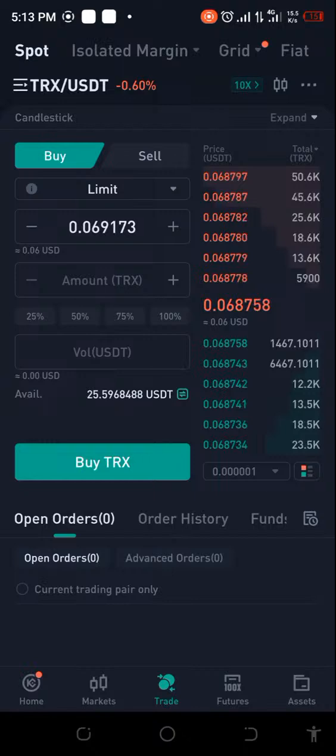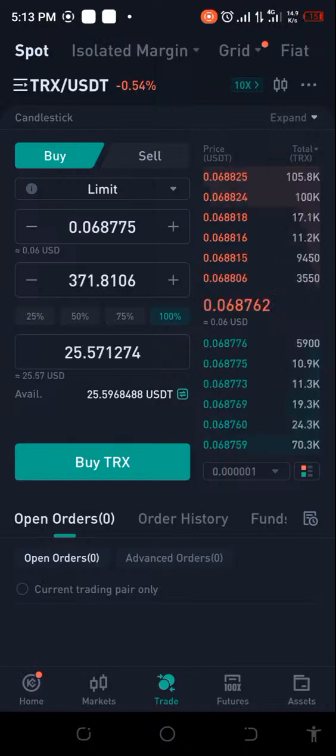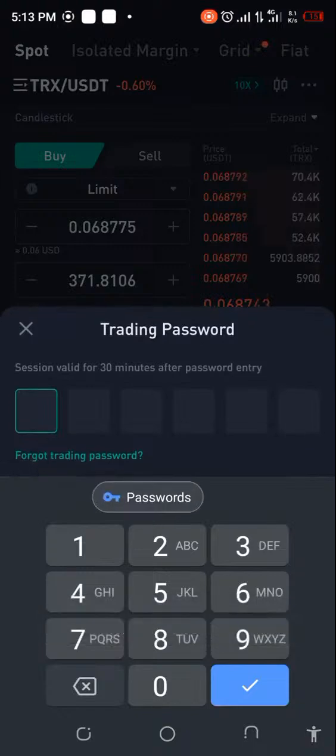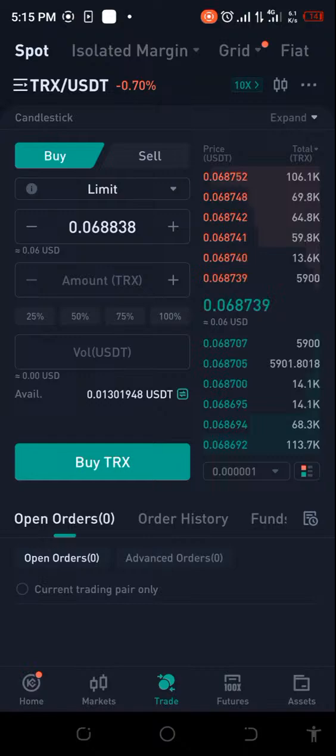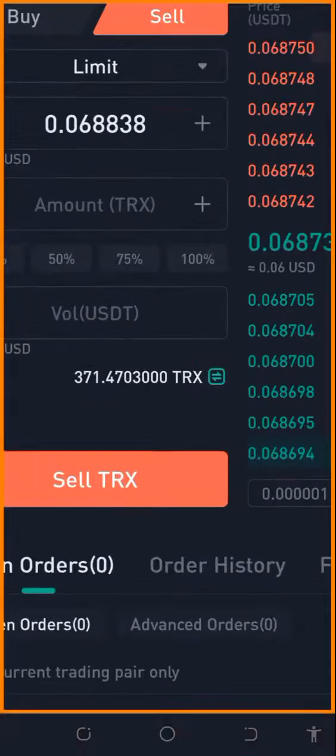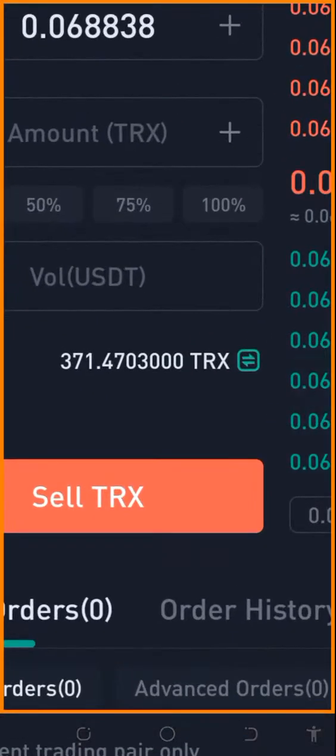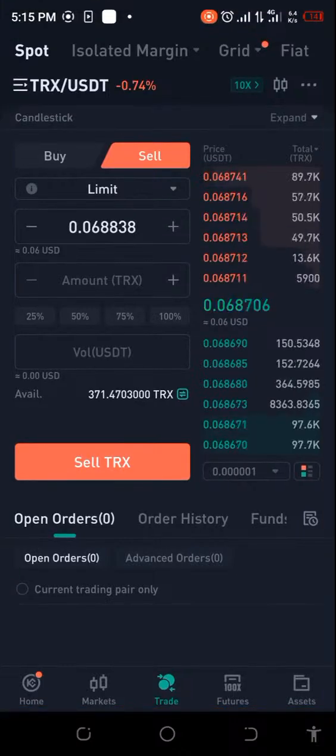And I'm hoping, oh, beautiful. So at least while I was waiting, the price of TRX went down, which is good. So now let's go ahead and just quickly buy this. I'm going to put in my verifications and I'll be back. Okay, right now we've sold that. If you can see, we have 371.470. Let's hope that we'll be able to get all of that over to Binance.